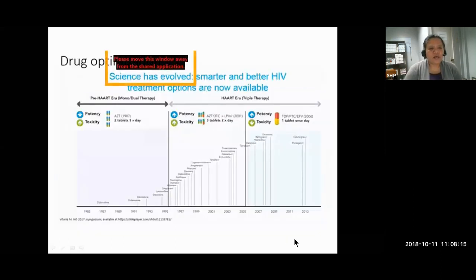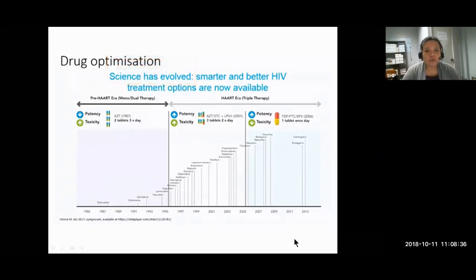And also with research and development, we have an evolution and almost yearly discoveries of new drugs. So science has evolved and we are now getting better treatment options. When we say better treatment options, we're not only talking about the potency or the effectiveness of the drug, which ultimately has the goal of suppressing the virus. But also, we're looking at better drugs in terms of less toxicity.